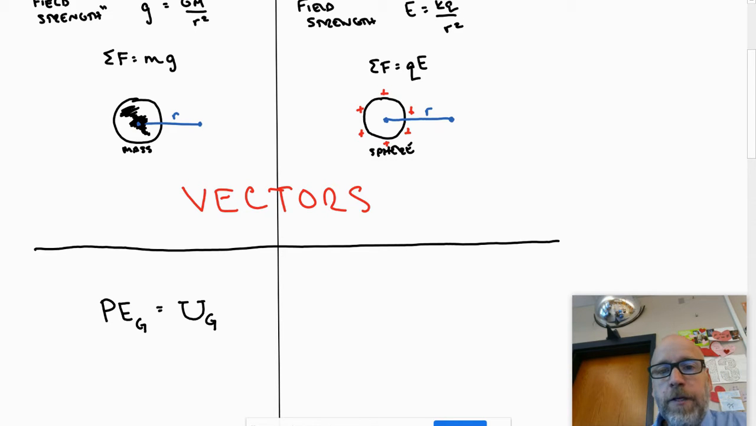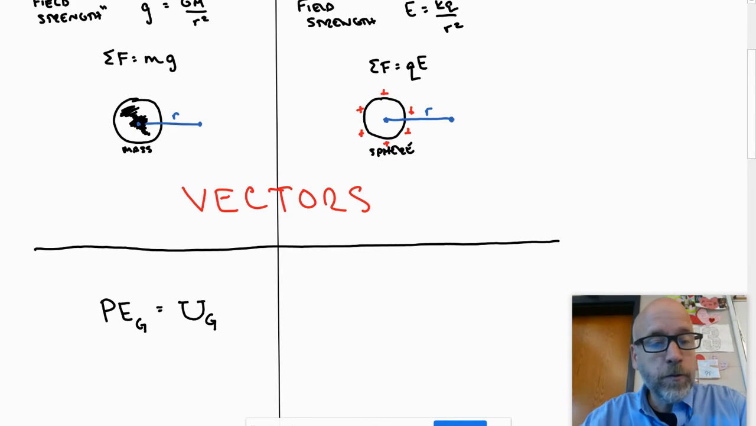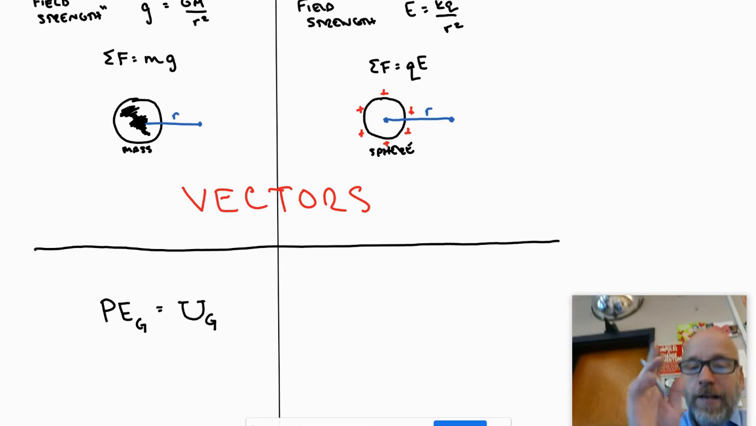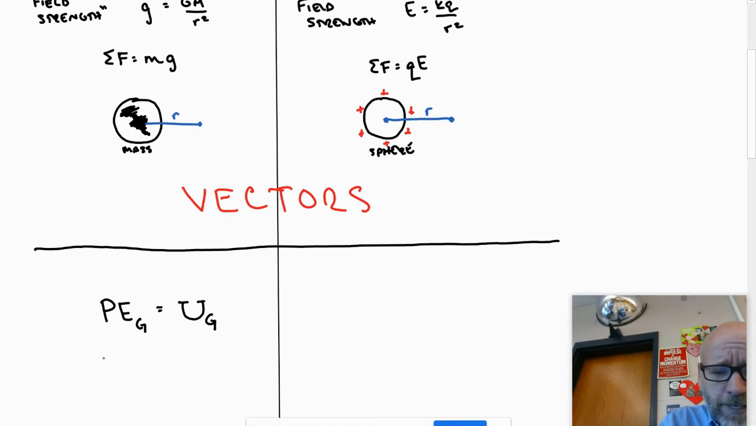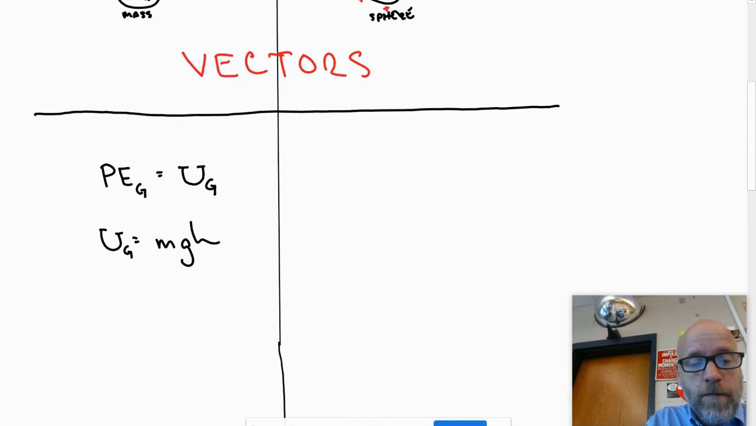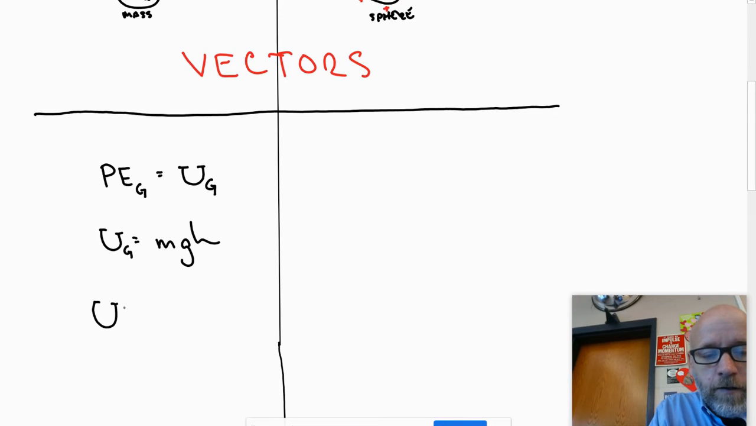You'll see this on the AP test. In the textbook, we'll often use PE, but the AP often will use U. I'll use both. Okay? Now, one of the simplest formulas from all of last year is U equals mgh. Nice. And up above, I already defined g as being capital G M over R squared times h.